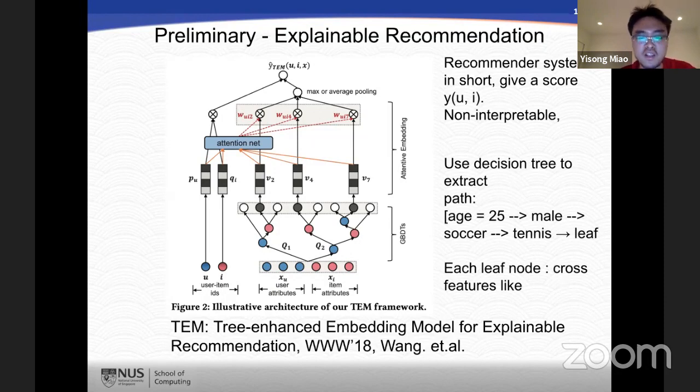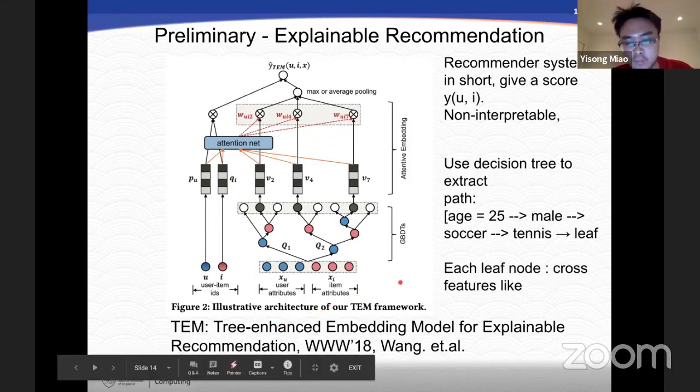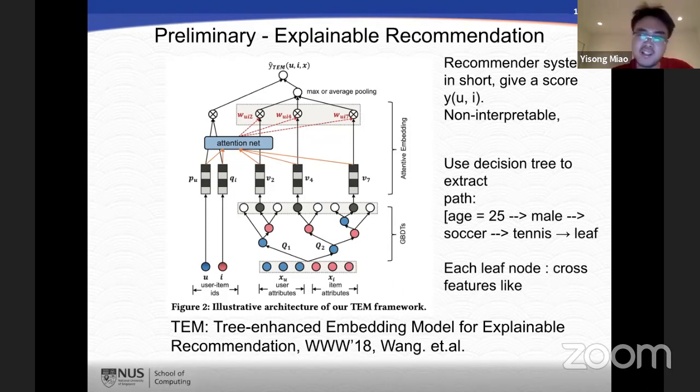Okay, so I think it's very important for me to introduce this work to you guys because I think this work is very important. Again, it's a balance, right? A balance between yin and yang. Yin is the performance, yang is the interpretability. So I think this work is a good balance.